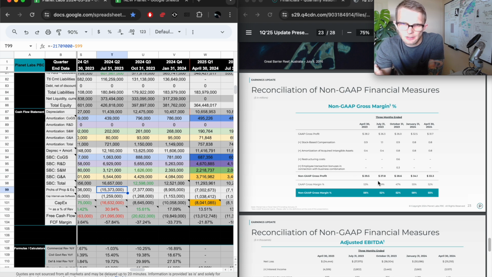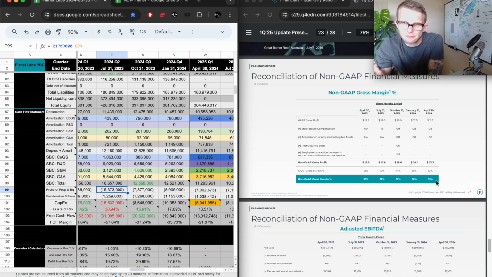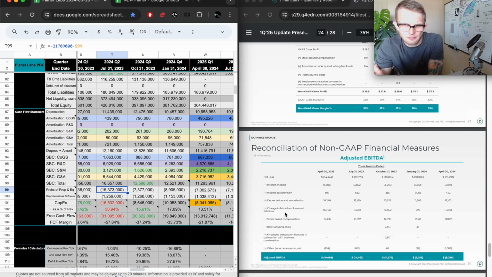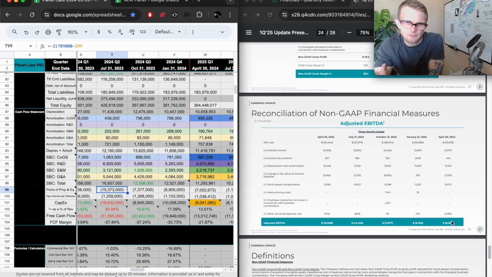Non-GAAP gross profit is more or less the same. Gross margin seems to be more or less the same, really. All right, so net loss, where do we have? Stock-based compensation, this is the one we want. 15.3 for the April 30th, 2023 period. 15.3 to 16.6 to 12.6, 12.5, 13. Okay, so not really decreasing.